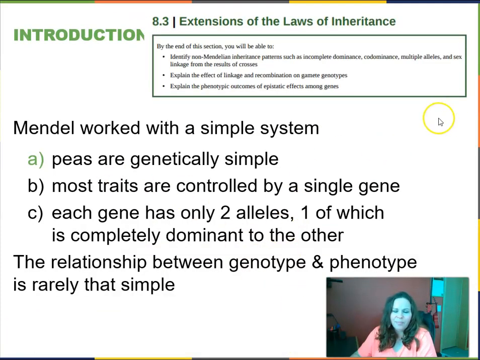In this section 8.3, we're going to look at the extensions of the laws of inheritance. It's kind of like the beyond Mendel stuff that, okay, Mendel kind of gave us the basics that make up what's called classic or Mendelian genetics, but today we know that there's more complex things also going on.